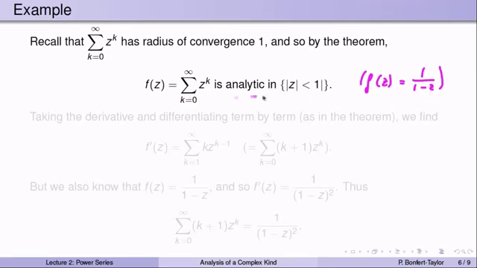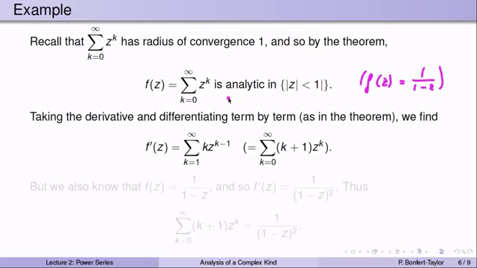We know this function agrees with the power series in the disk of radius 1, and the theorem says this function is analytic. But it also says I can differentiate term by term. So let's take the derivative and differentiate term by term inside the sum, as the theorem tells us. We find that f prime of z can be found as the sum k equals 1 to infinity of k times z to the k minus 1.